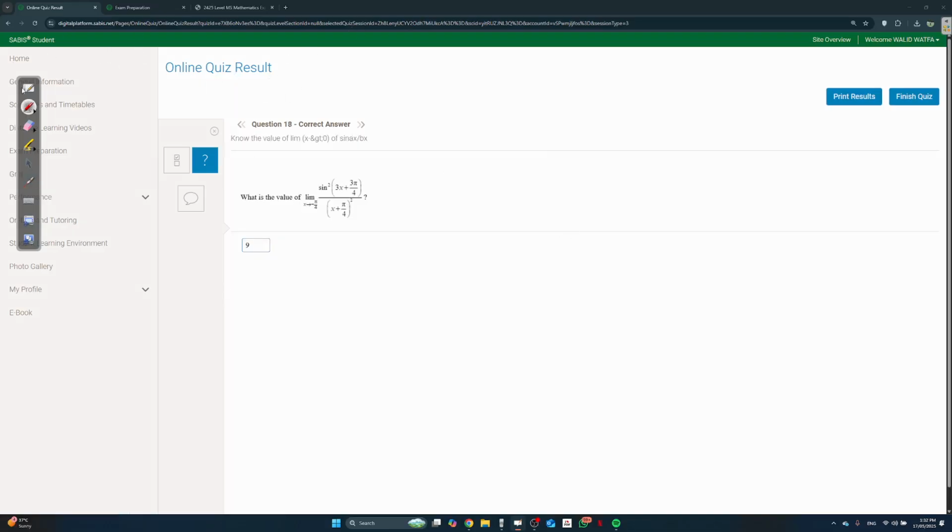So over here for question 18, again, looks very scary, but let's break it down piece by piece. Okay, let's take a look over here. So over here, this 3x plus 3 pi over 4, we can change it to what? If you can see, you can factor out the 3 into x plus pi over 4. And you have sine squared over x plus pi over 4 squared. So what's this?